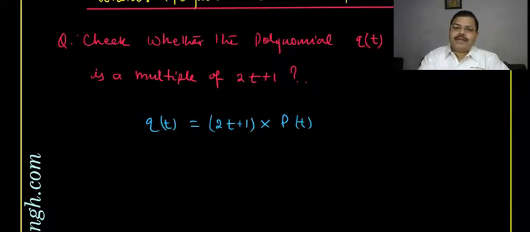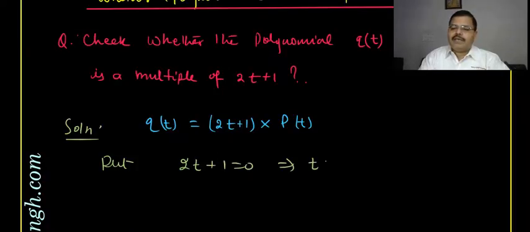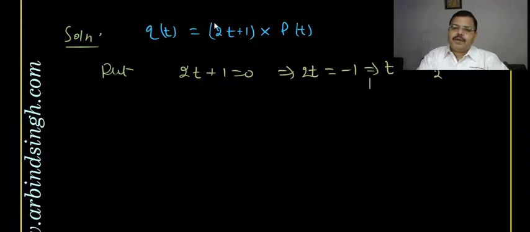And to find the factor, you put 2t plus 1 is equal to 0. That will be 2t is equal to minus 1, and t is equal to minus 1 by 2. If I put t is equal to minus 1 by 2 in the polynomial and it is 0, then definitely it is a factor. And since it is a factor, it must be a multiple. So putting t is equal to minus 1 by 2 in the polynomial.